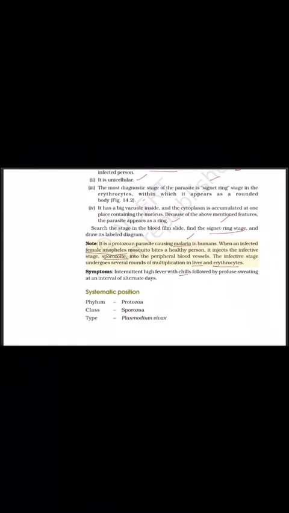What are the symptoms when the malarial parasite attacks us? Intermittent high fever with chills. Intermittent means one day fever will be there, one day normal. And that too high fever, something like 103, 104 degrees Fahrenheit. And chills followed by profuse sweating at an interval of alternate days. That is the symptoms that our body experiences. Classification: it belongs to protozoa, class Sporozoa, and scientific name is Plasmodium vivax.